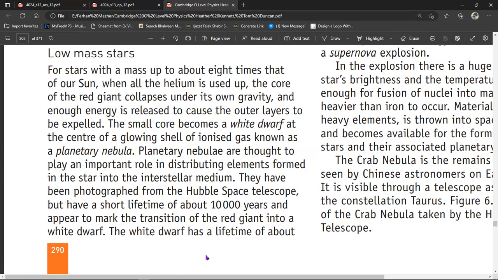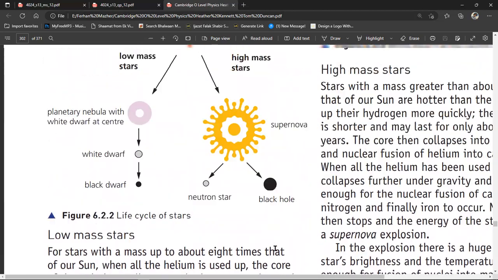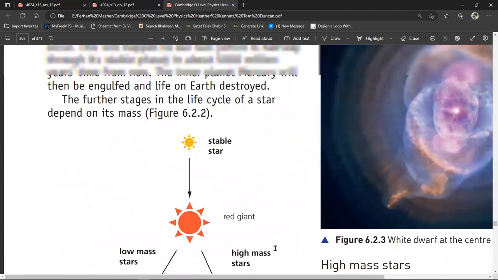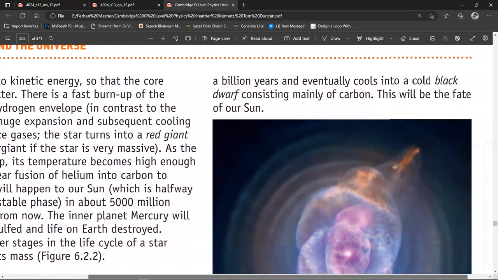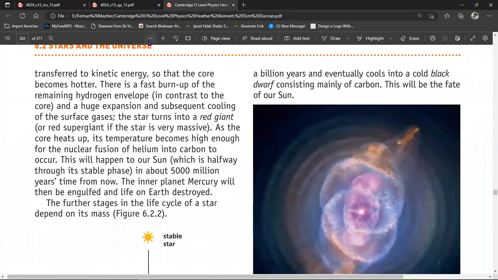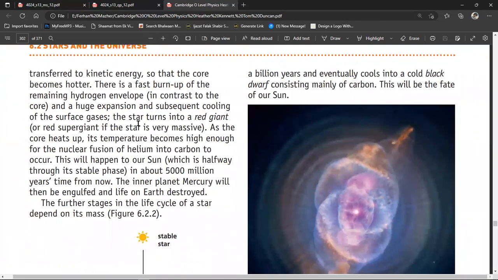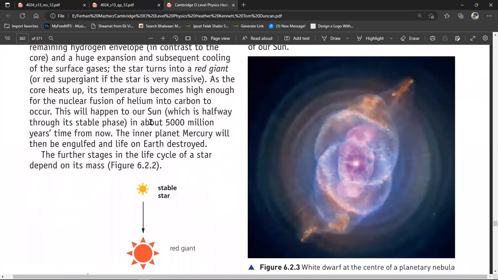The white dwarf has a lifetime of about a billion years and eventually cools into a cold black dwarf consisting mainly of carbon. This will be the fate of our sun. White dwarf at the center of our planetary nebula.